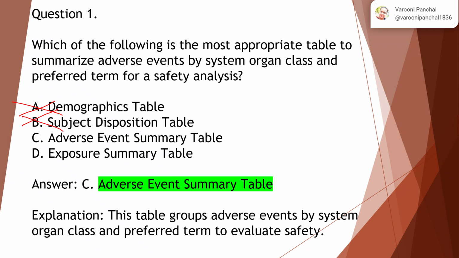Again, option D says exposure summary table. Now here we are talking about the adverse events, not about the exposure. So this is not the right answer. So the answer itself is in the question: the adverse event summary table. So the correct answer is C. Now this table groups adverse events by system organ class and preferred term to evaluate safety.